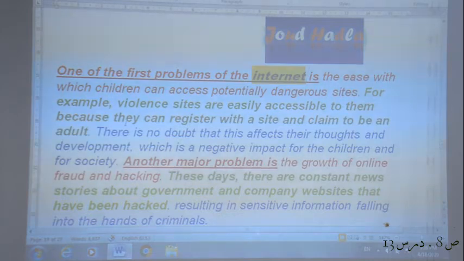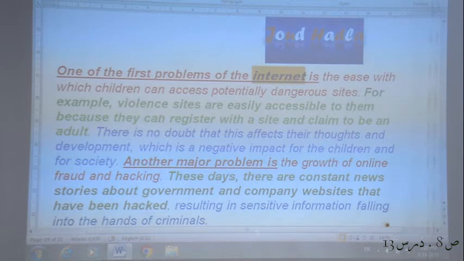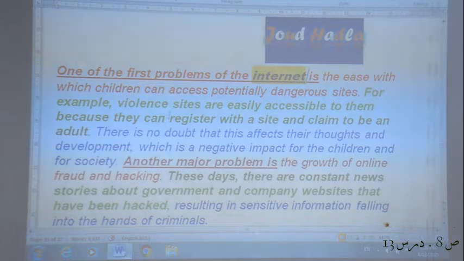So as you know, dear students, in most sites on the internet, they want to make sure that you are 18 years old. But in this case, it's not necessary to be 18 years old. You may be under 18 years old, and it is not a problem. So violence sites are easily accessible to them because they can register with a site and claim to be an adult. So they are under the age of 18, and yet they can use these sites and view them.